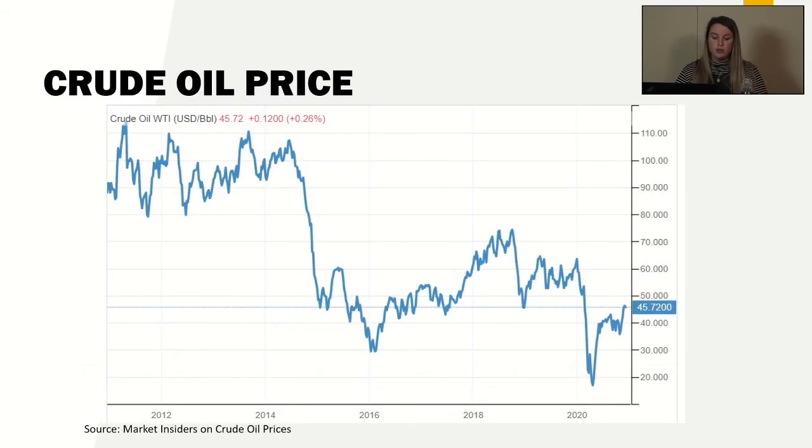So, crude oil price. Why do we care? Well, it actually ties a lot into what our other input prices are. Crude oil price dropped during COVID-19, and it's been on a steady climb up since. And you can see that it's been increasing fairly rapidly.